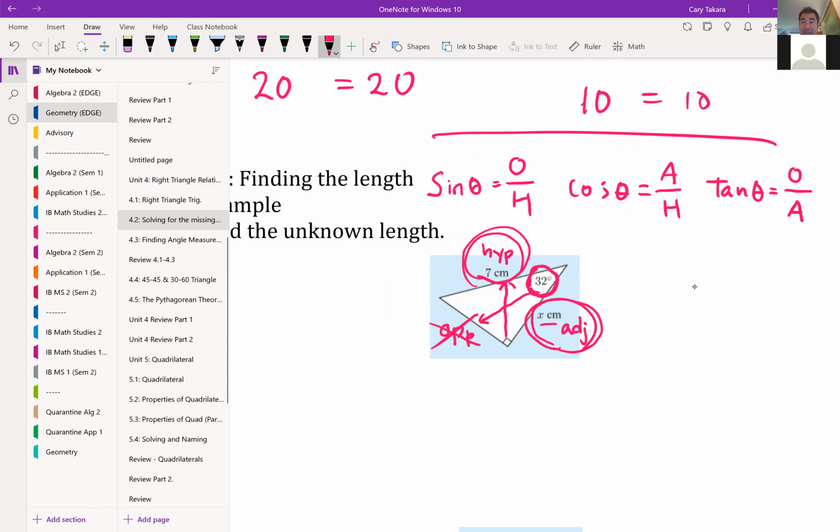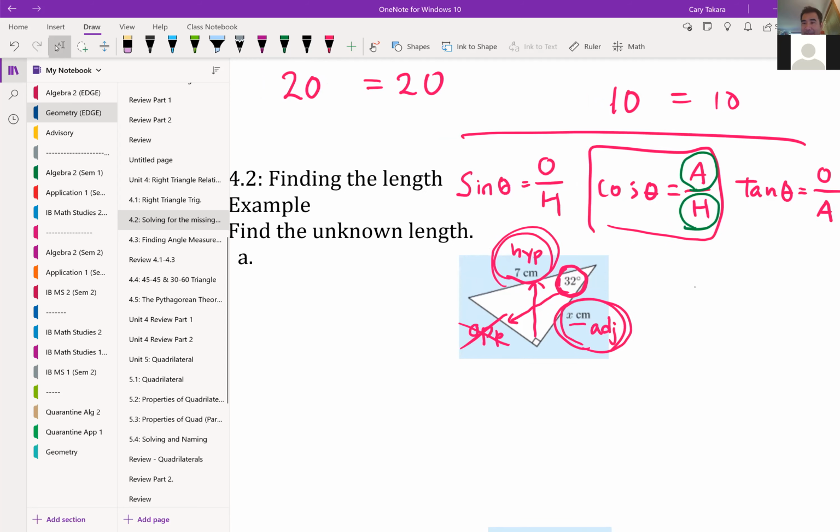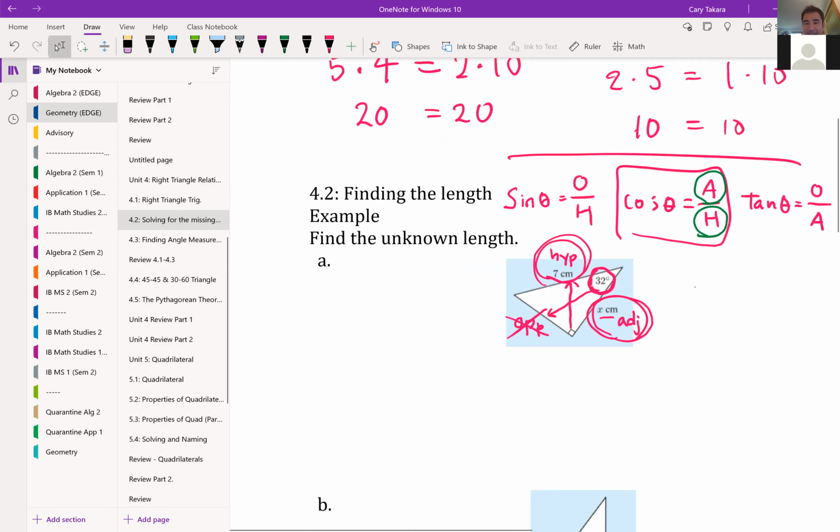It's this one, isn't it? Cosine. Hypotenuse, and adjacent. So this has to be a cosine problem. So the second step now is that we set up an equation, okay?